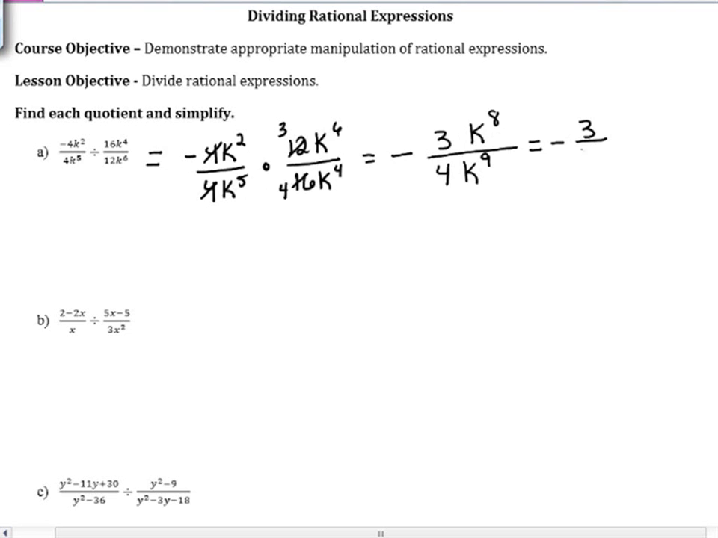So we have 3 on the top and a 4 on the bottom. There are 8 k's being multiplied together on the top and 9 k's being multiplied together on the bottom. So all 8 of these will cancel with 8 of them on the bottom, and so we'll be left with 1 k on the bottom. Our answer then is negative 3 over 4k.